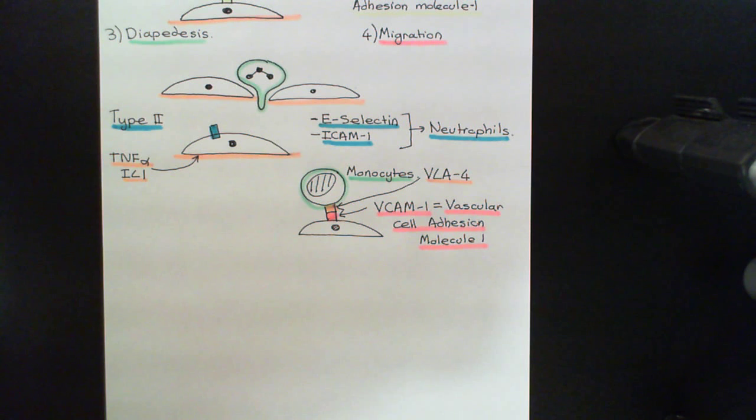Remember, it requires the rolling process, and the selectins binding to sialyl Lewis X, which is coating the neutrophils and the monocytes, is responsible for that. And then it requires tight adhesion, which for neutrophils is ICAM1 with LFA1, and for monocytes is VCAM1 with VLA4. So this explains the reason that we get neutrophil recruitment following type 1 activation, i.e.